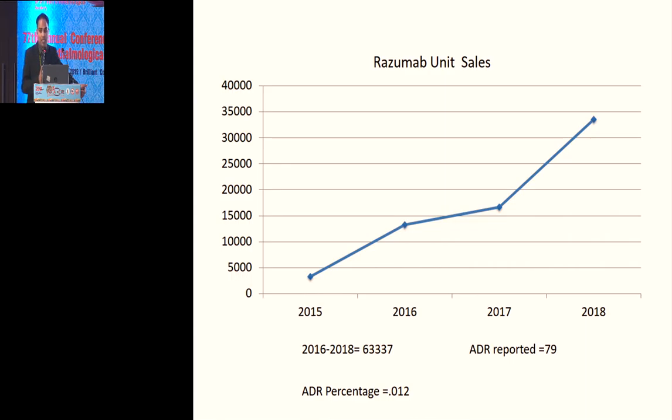That's why it was taken up quite well, until in the last month we see some ADRs reported from a particular batch. But overall, from 2016 to 18, the ADR percentage is approximately 0.012%.